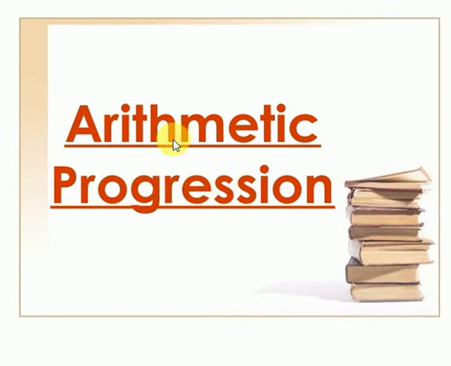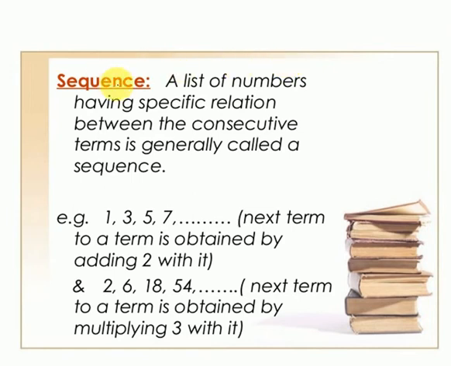Today we are going to start a new chapter, that is arithmetic progression, and that is chapter number 5 of class 10. So let's start. First we will learn the difference between the sequence and the arithmetic progression. So what is a sequence? A list of numbers having a specific relation between the consecutive terms is generally called a sequence.